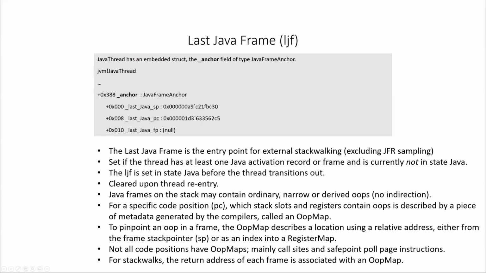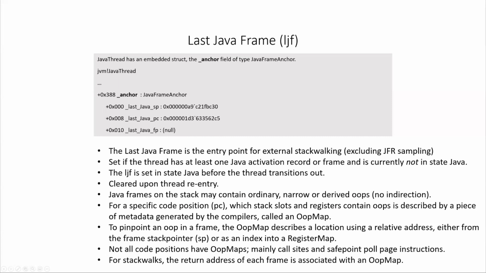It is set if a thread has at least one Java activation record or frame on its stack, and it's currently not in state Java. So the LGF is set in state Java before the thread transitions out. And conversely, it is cleared upon thread reentry. The anchor struct here requires only that the last Java stack pointer is set, as the other fields are either not relevant for that context, or they can be derived by the stack walking code.